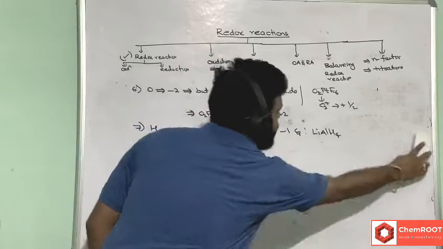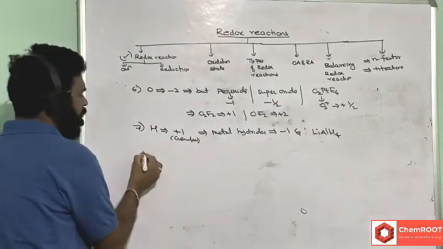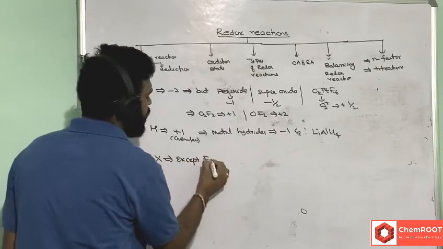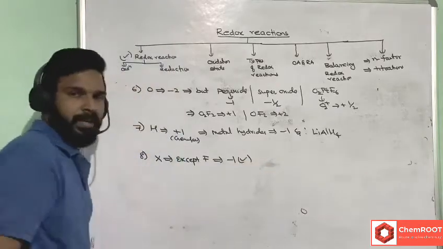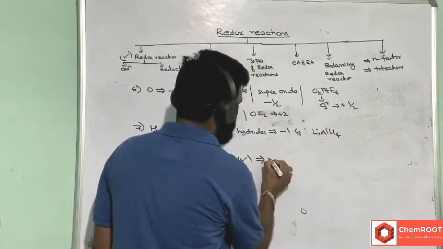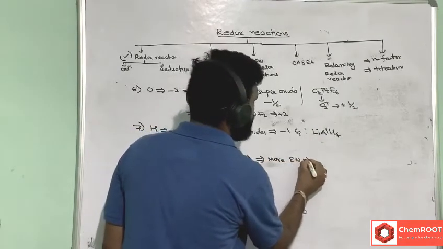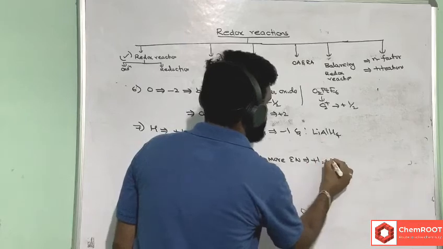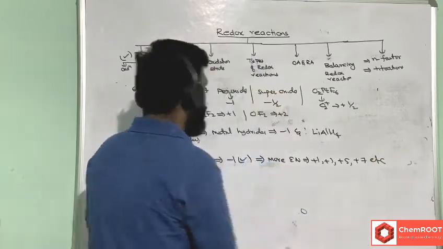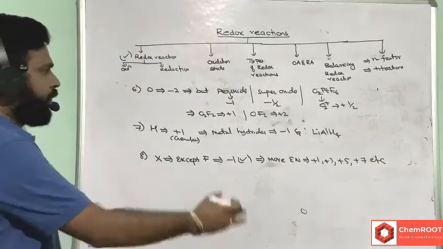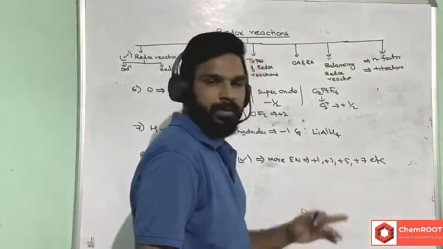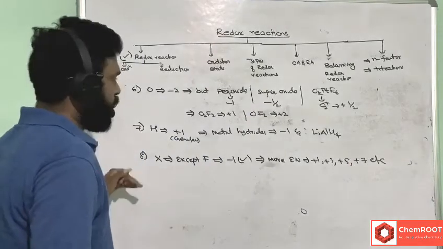Similarly, we have halogens. Halogens, other than fluorine, generally show a -1 oxidation state. But when they are combined with more electronegative atoms, they show +1, +3, +5, +7, etc. When attached to a more electronegative atom, they show a positive oxidation state. So these are the common oxidation states.